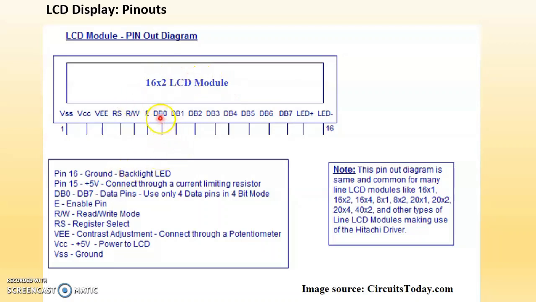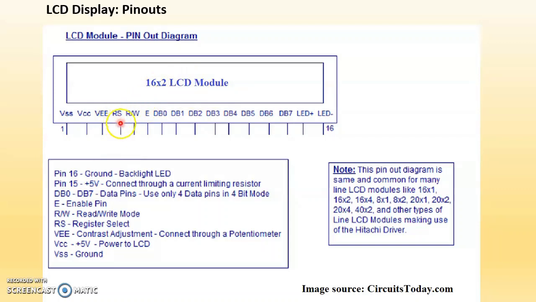Next, DB0 to DB7 are the data pins. With the help of these pins we can send the data to display on this LCD module. Then there is E, the enable pin, which will enable the display. Then there is a read/write pin. We use the display for writing or displaying purposes, so it will always be in write mode. Whenever we make this pin low, it will write the data on this module.